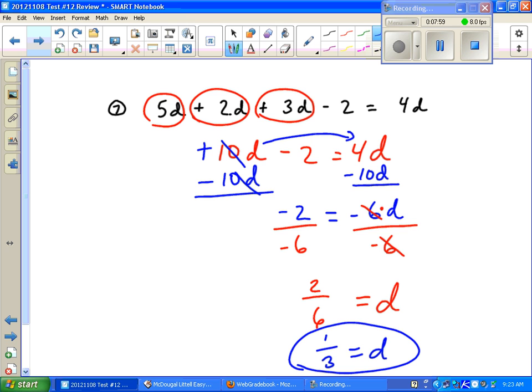Some of y'all are still looking at 2 over 6, and you're saying that that means 6 divided by 2. Make sure that you have it correctly, numerator and denominator.